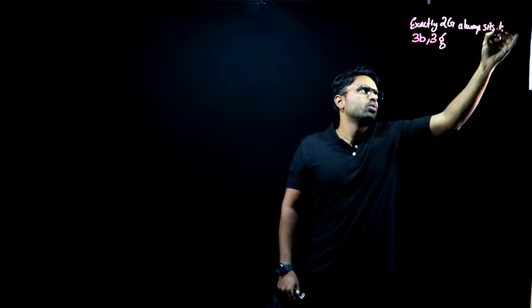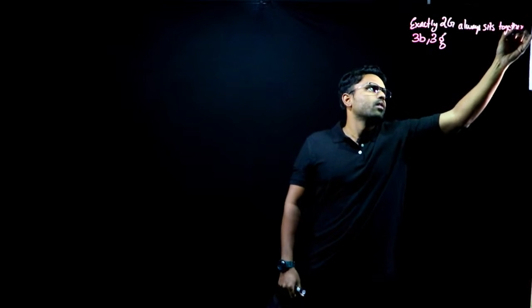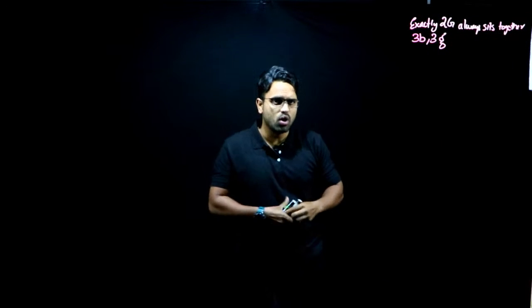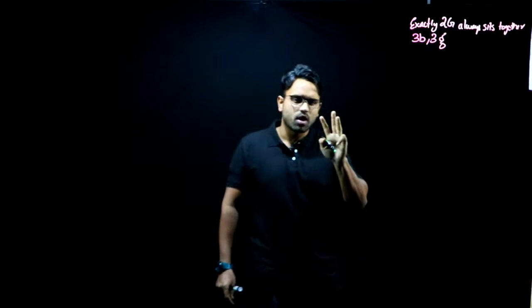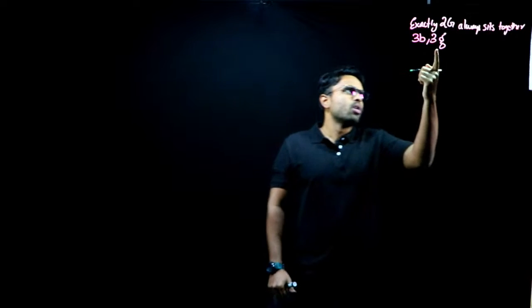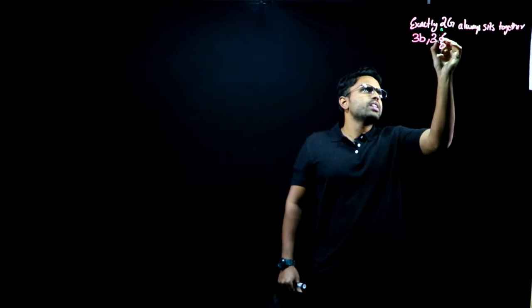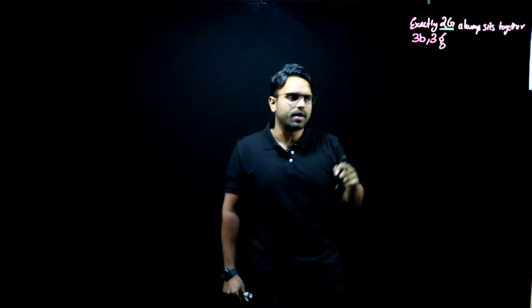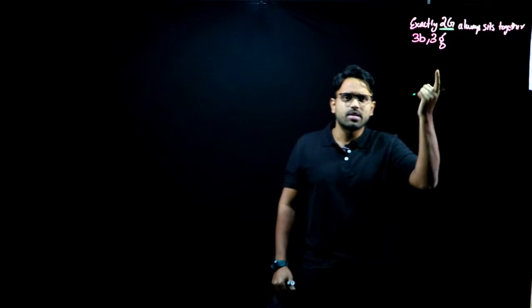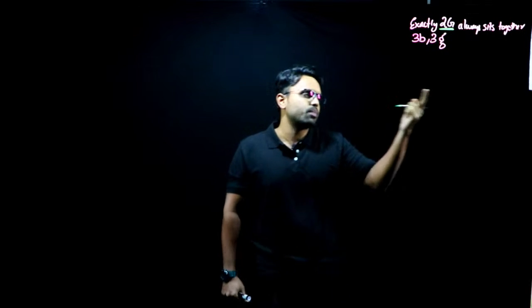Always sit together, okay? Now, what will happen in such a case? Look, pay attention. There are 3 boys and 3 girls. Always, what is the condition? Always 2 girls are sitting together. If I do not understand, what am I supposed to do? I'm supposed to write a case.